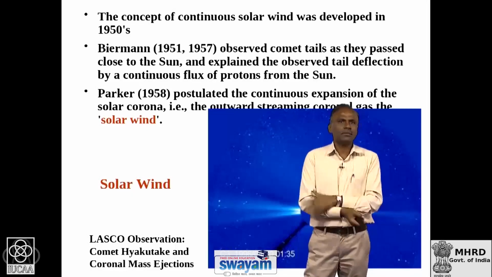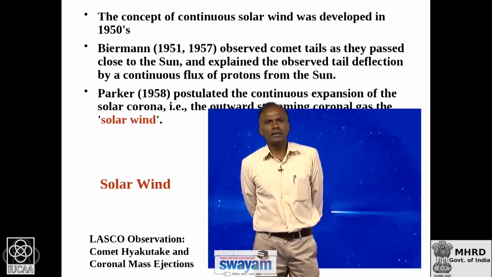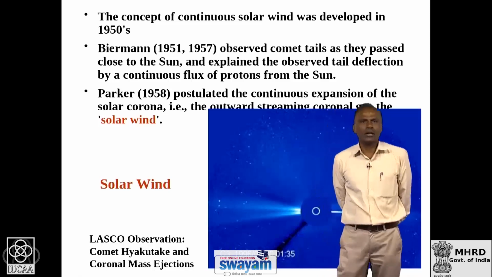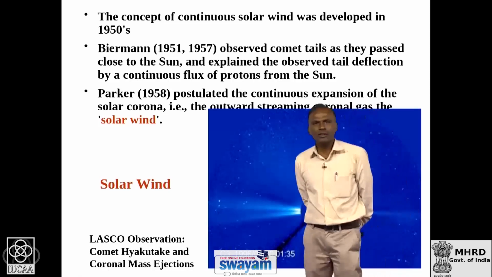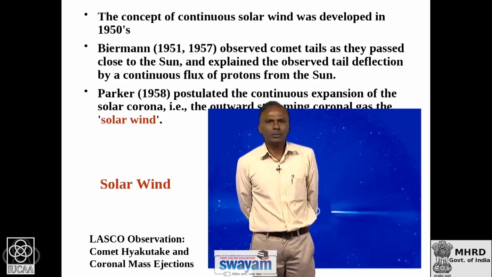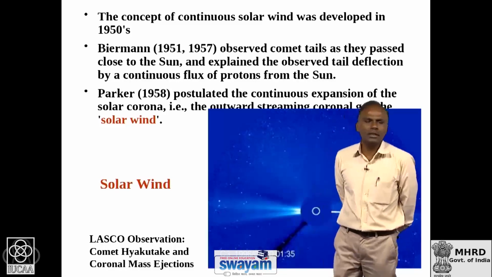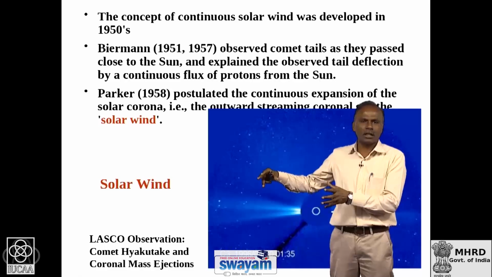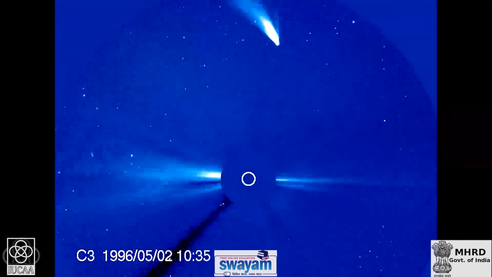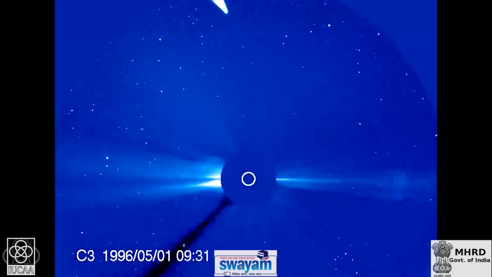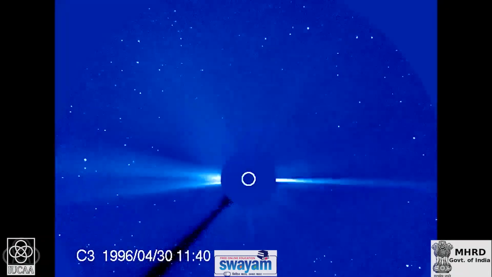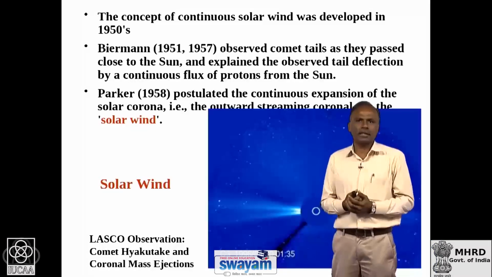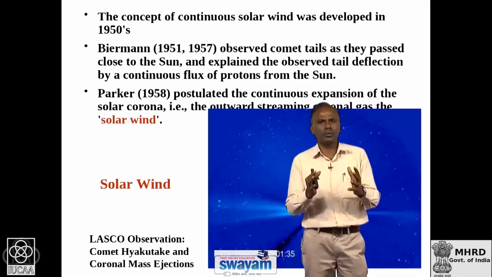Okay. The concept of continuous solar wind was developed in the 1950s. For example, 1951 to 57, Biermann observed comet tails as they passed close to the sun and explained the observed tail deflection by a continuous flux of protons from the sun. For example, as a comet goes close to the sun, the length of the tail increases. So, you can see in this video, as the comet passes close to the sun, the tail size increases. So, he postulated there must be some continuous flow of protons from the sun.